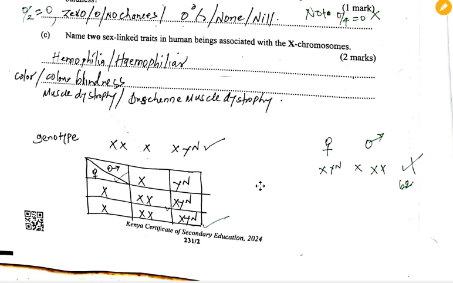Then maybe a caution: the symbols should be placed correctly. For example, the male should represent X and Y^N, then female XX, in order for you to get the maximum marks.